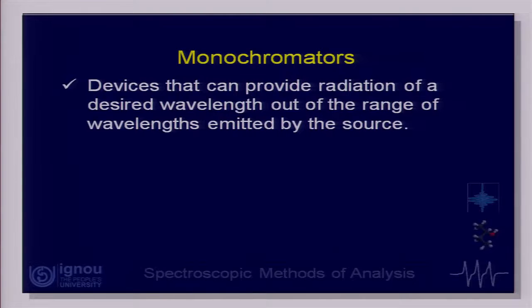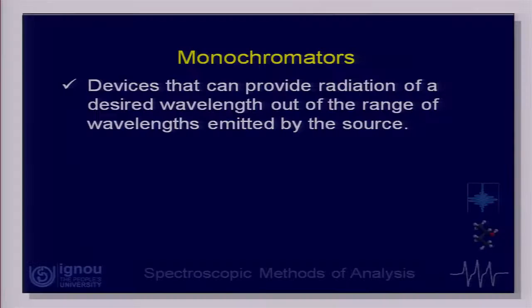Now, after these filters, let us talk about yet another class of wavelength selector. They are called monochromators. This is the one which is used most often, because most of the modern instruments employ a monochromator as against filters, because filters are used for low cost instruments, where we need to work out only a small range of wavelengths, or maybe a few wavelengths. But if I want to run the whole spectrum, I want to study the behavior of the analyte over a whole range, then I need to use what is called a monochromator.